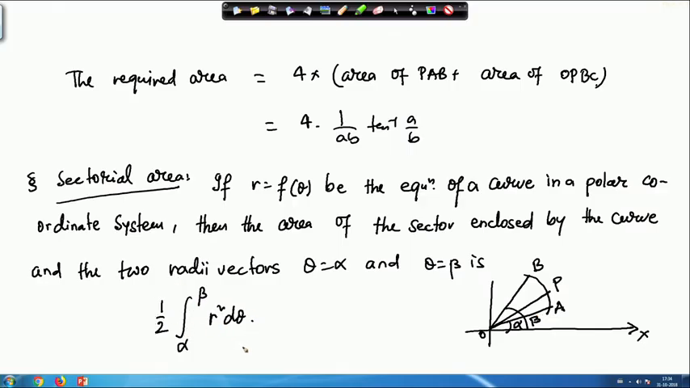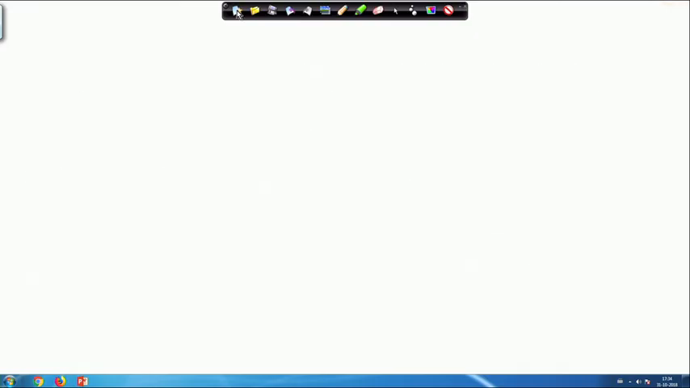This is very useful when a curve is given in the polar coordinate system. We will see what we mean by it. If a curve is given in a polar coordinate system, we can calculate the sectorial area using this formula. So, let us see an example.